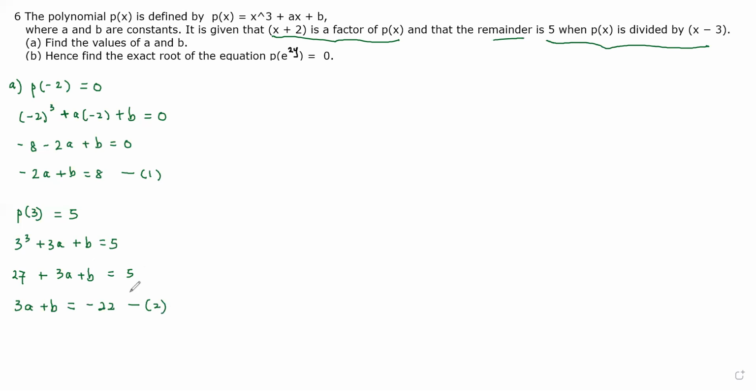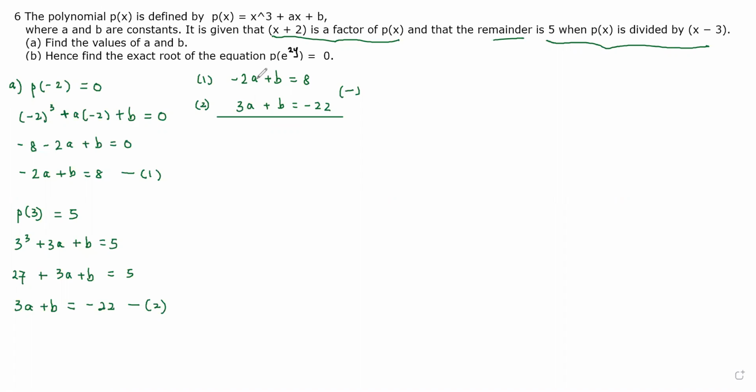We solve these two equations to find the values of a and b. Equation number 1, we have negative 2a plus b equals 8. Equation number 2, we have 3a plus b equals negative 22. We can subtract equation number 2 from equation number 1 to eliminate b.